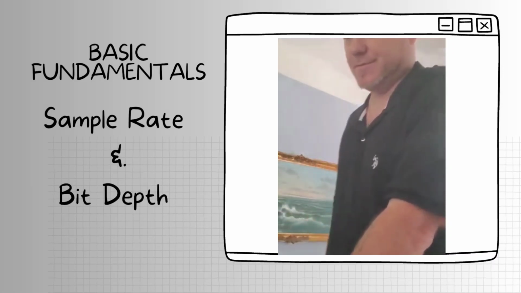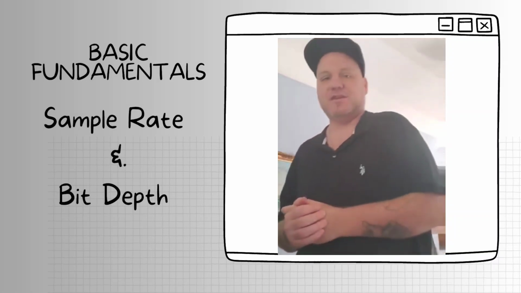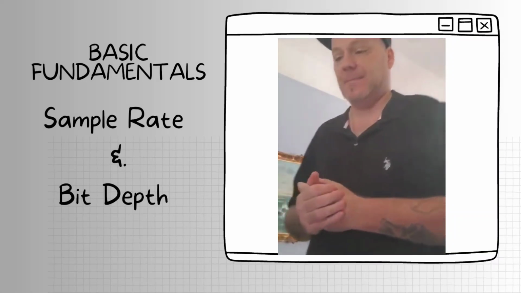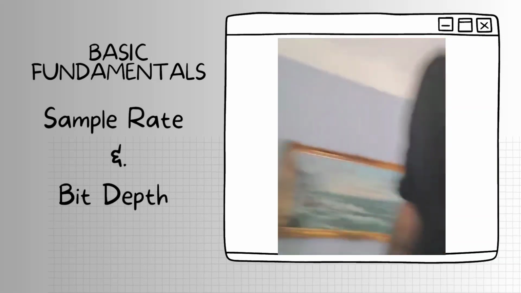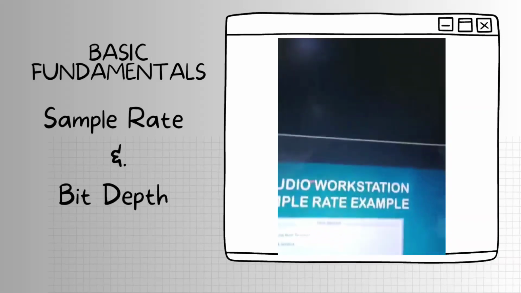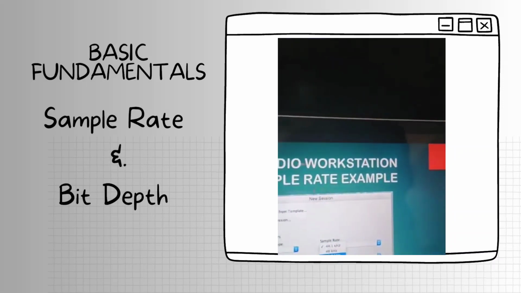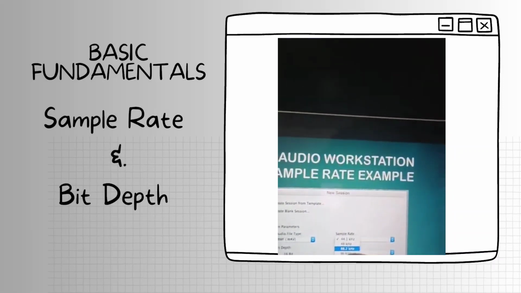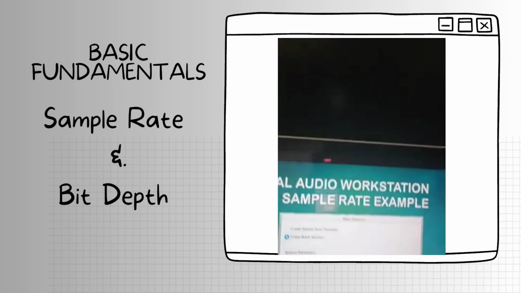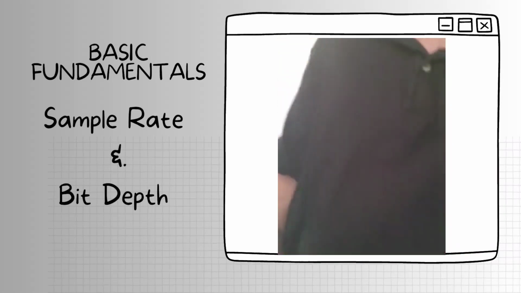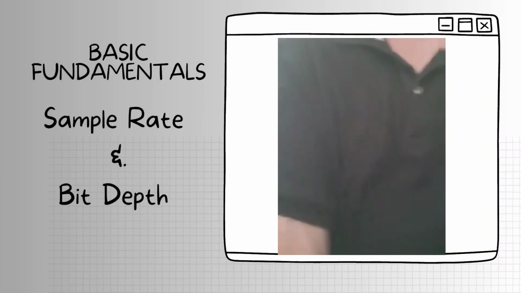A lot of samples. Now here's an example of a digital audio workstation, a DAW, Pro Tools, and its sample rate. Here you can see we have 44.1 kilohertz, 48 kilohertz, 88.2 kilohertz, and 96 kilohertz. This was a screenshot taken from a Pro Tools session on my computer.